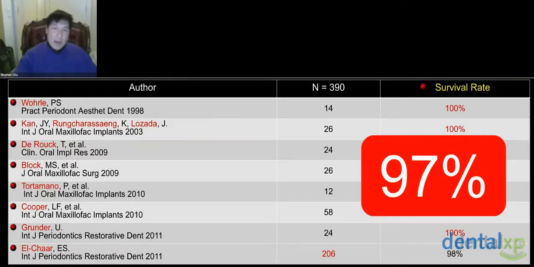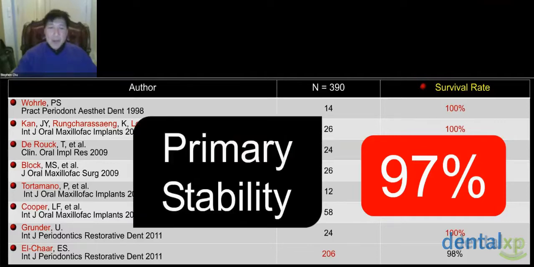Now, one of the key elements, besides proper patient selection and good case selection, is obviously primary stability. Primary stability seems to be one of the major variables associated with good survival rates. So if you have good case selection of the patient and are able to achieve primary stability, then you should enjoy high numbers in regards to survival rates.